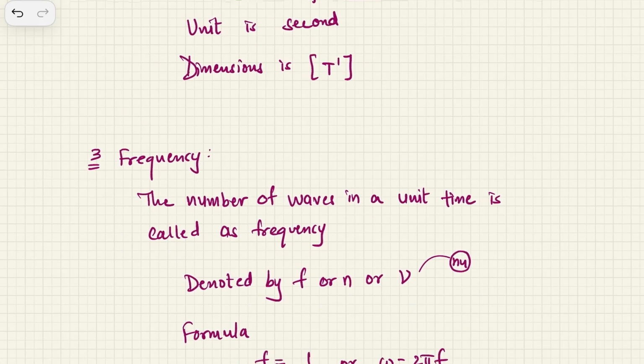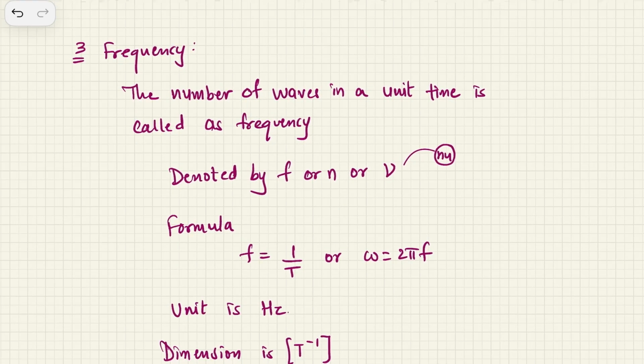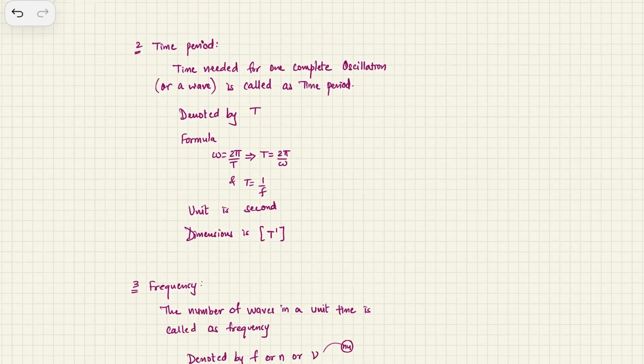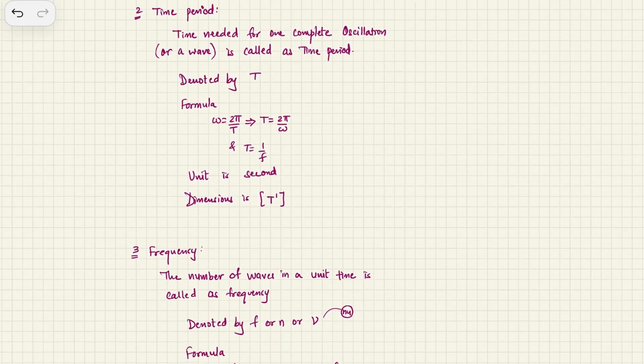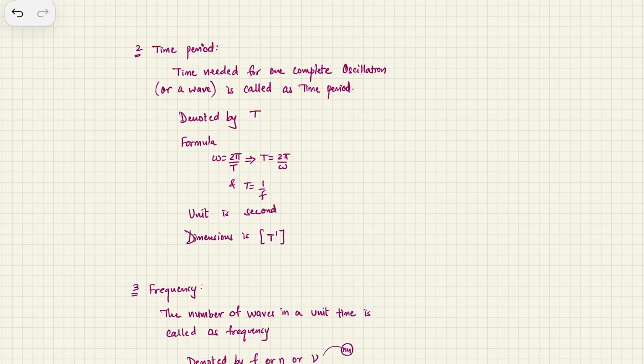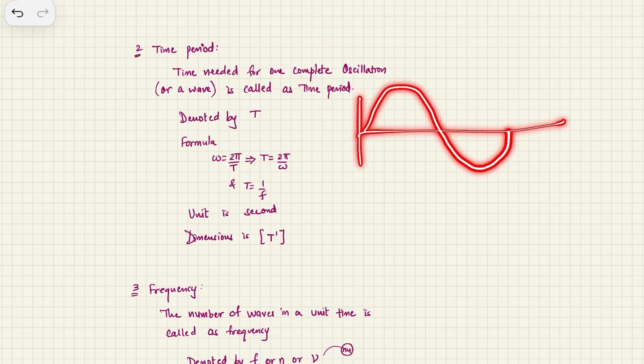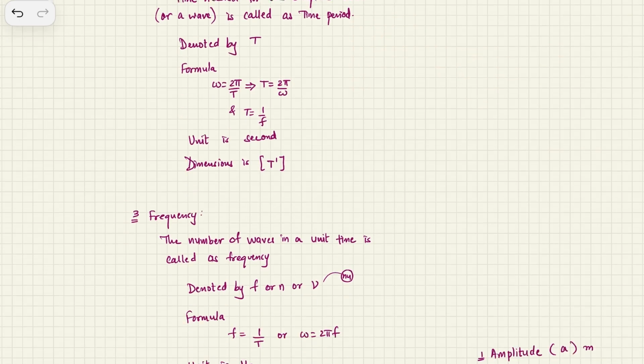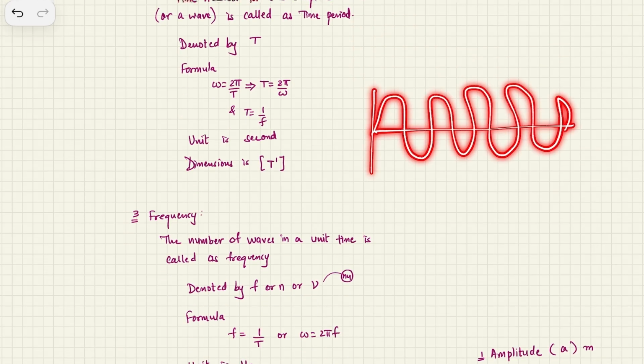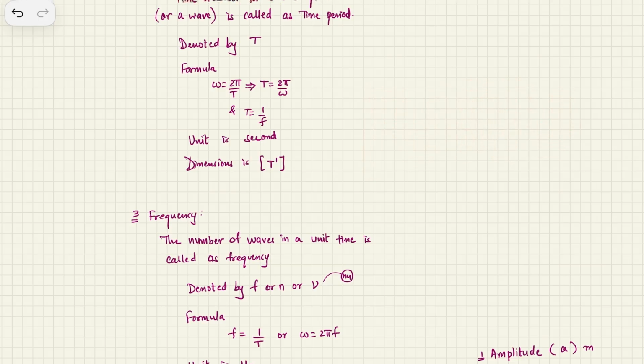Now the third term for today is frequency. Frequency is the number of waves in a unit time. Now many people get confused with time period and frequency. Time period is basically the time needed for one complete oscillation. It is the time for which one wave occurs. But frequency is, in a unit time, how many waves occur. So if there are 10 waves in a unit time, then we say that the frequency is 10.